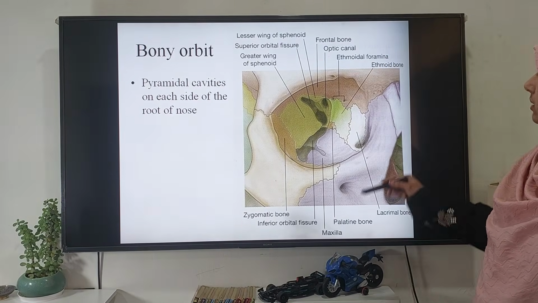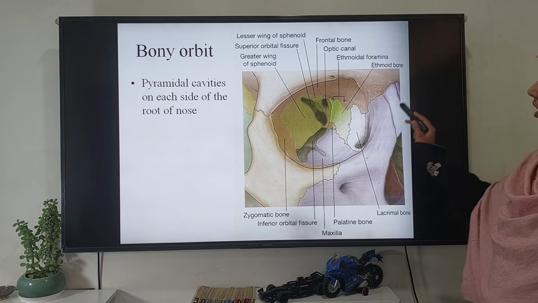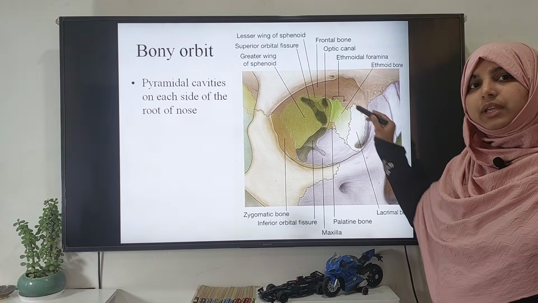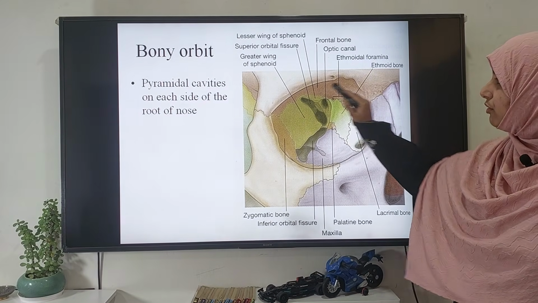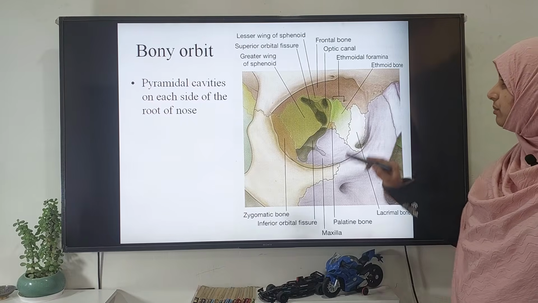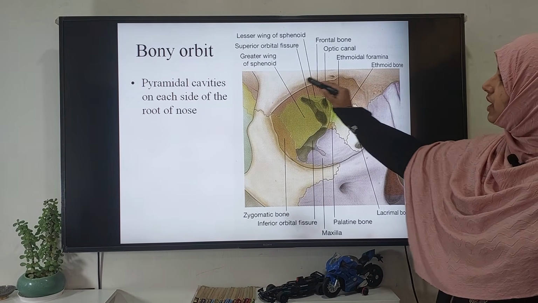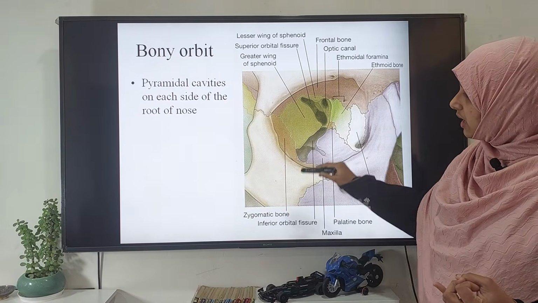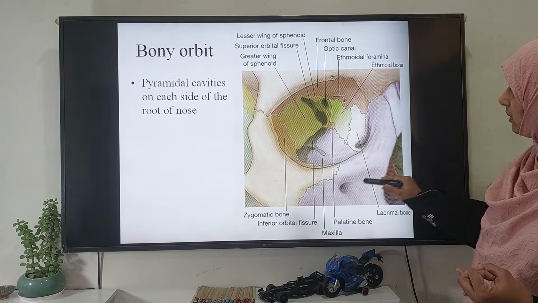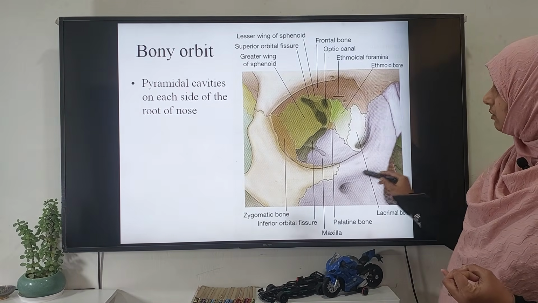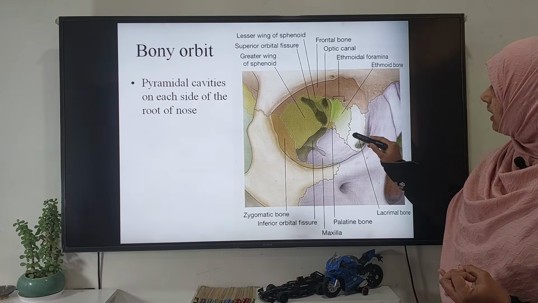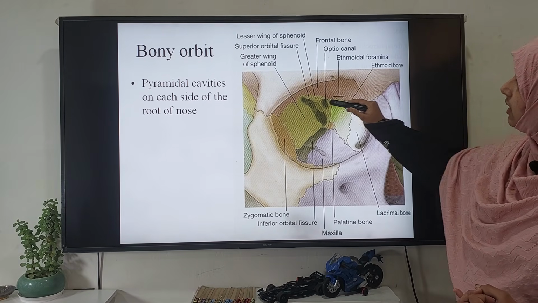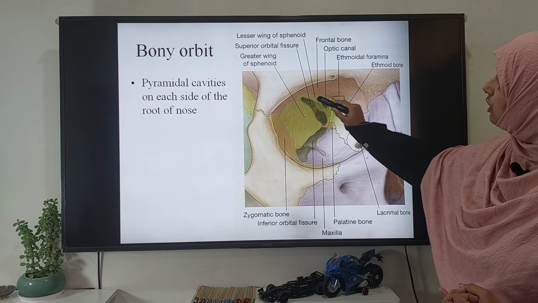So first of all, we should know what a bony orbit is, how it is located. Here we can see this is the nose. On either side of the root of the nose, we have a pyramidal shaped cavity, which is made up of many bones, as we can see here. First of all, from above, we have the frontal bone. And from the sides, we have the zygomatic bone. And medially, we have the maxillary bone, maxilla. And behind this, we have the lacrimal bone, the ethmoidal bone, and here we have the sphenoid bone.